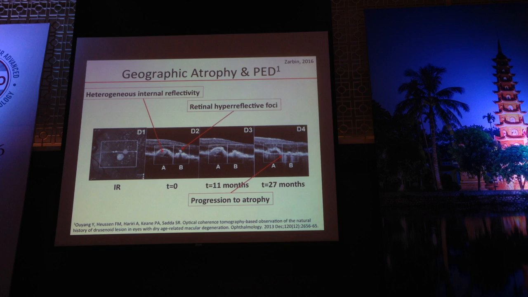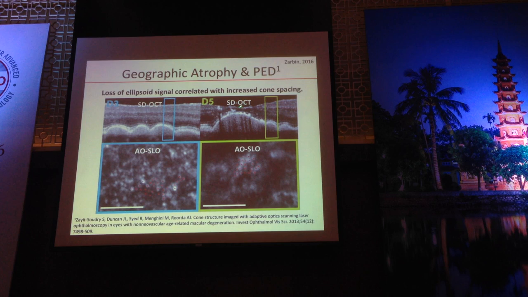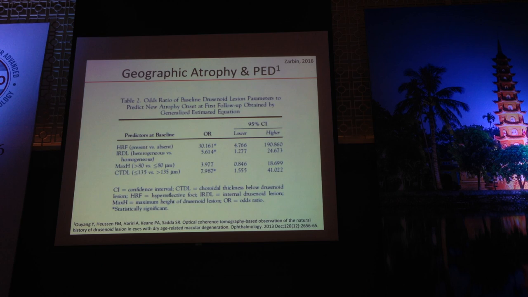if we look with the AOSLO, we'll see that in areas where you've lost the ellipsoid signal, there's increased cone spacing compared to areas where the ellipsoid signal remains intact. And if we want to quantify this, it turns out that the presence of the hyperreflective foci is the single greatest predictor of development of geographic atrophy. The heterogeneous internal reflectivity is less important. Interestingly enough, the hyper-PED is not that important. And the presence of choroidal thinning also predicts the development of geographic atrophy in that particular illness.